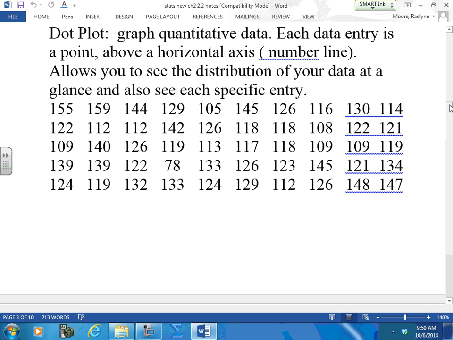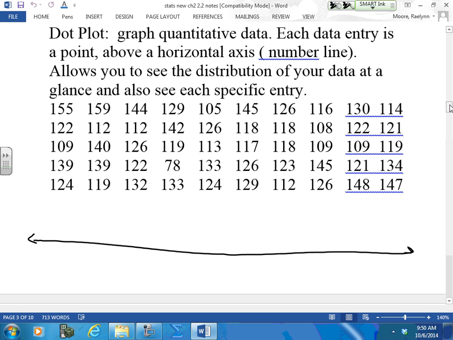Because if you look at a whole bunch of numbers mixed together, you really don't understand where they're gathered, where the groupings are. So a dot plot is helpful. A dot plot says this: take a number line, find your minimum, find your maximum.